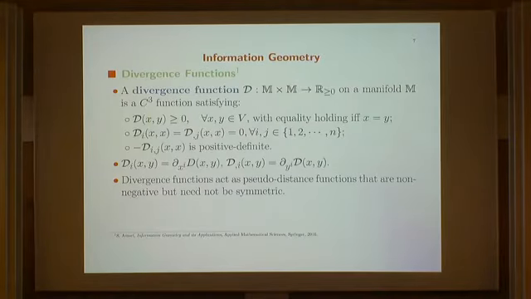All right, so what is a divergence function? A divergence function is a map that takes two copies of this manifold M to some non-negative number, satisfying a bunch of properties. You can view them basically as pseudo-distance functions, which take non-negative values, but they don't need to be symmetric in the slots.